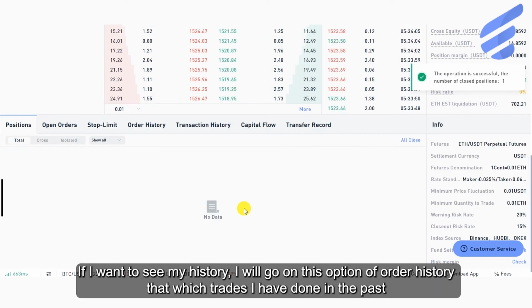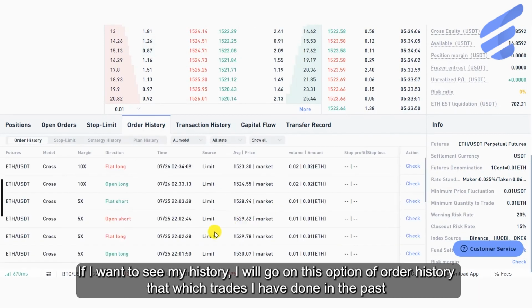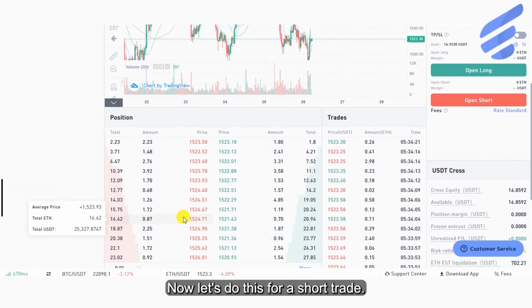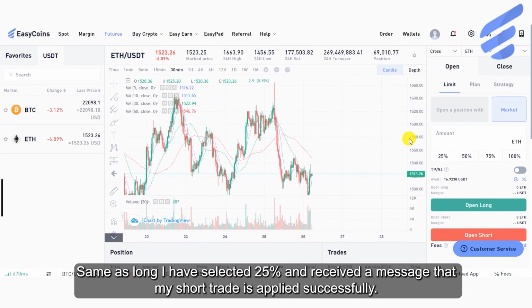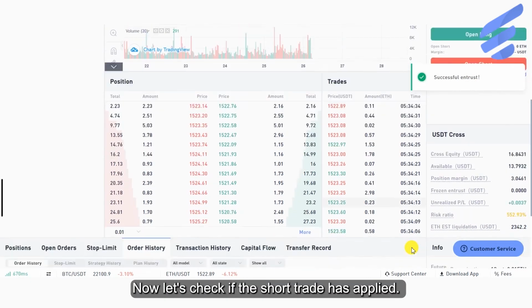If I want to see my history, I will go to this option of order history, which shows which trades I have done in the past. Now let's do this for a short trade. Same as long, I have selected 25% and received a message that my short trade is applied successfully. Now let's check if the short trade is applied.